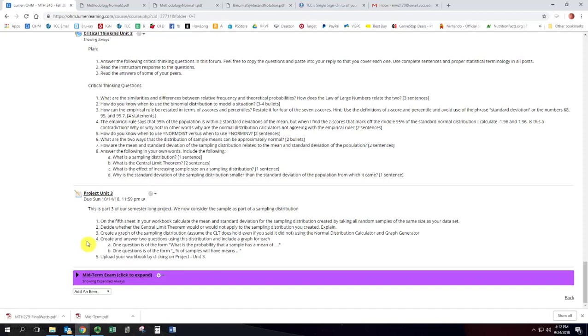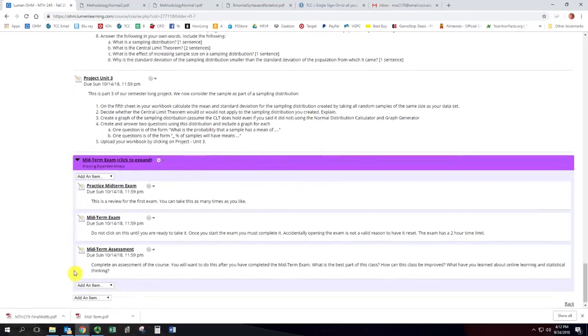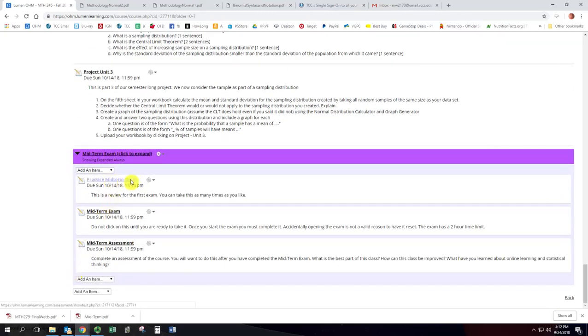And then our exam. We only have two exams in this class. You do get the first one. So to access the exam, you're going to click on that to expand it. There's a practice exam. So the exam is one of those assignments that you do not get an opportunity to redo. You know, you have a chance to redo critical thinking after you post. You have a chance to redo projects after you submit and I grade. You have a chance to redo practice problems after you submit them. But the midterm and final exams are one attempt only.